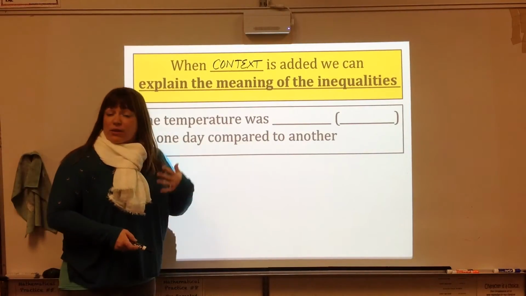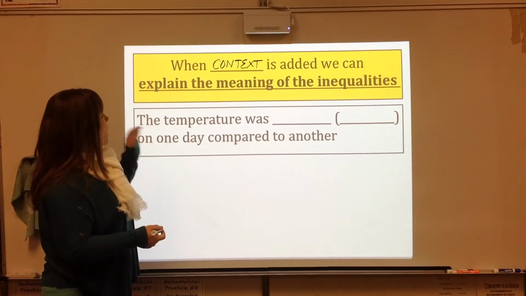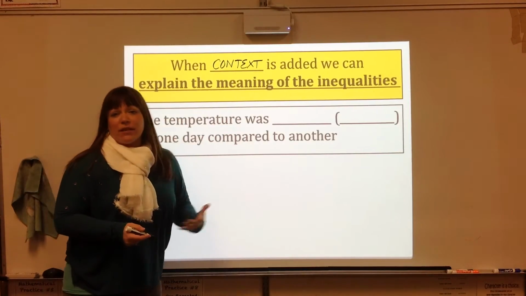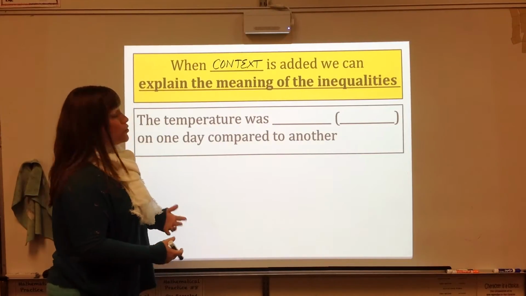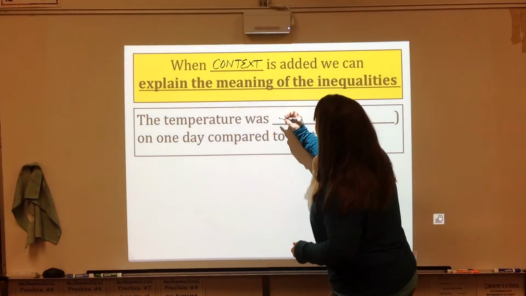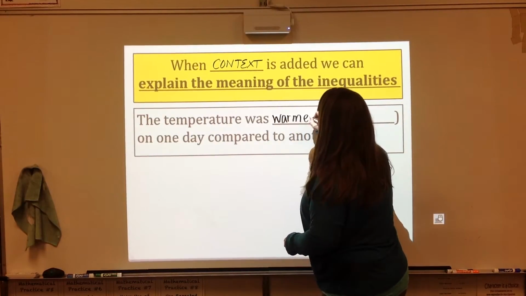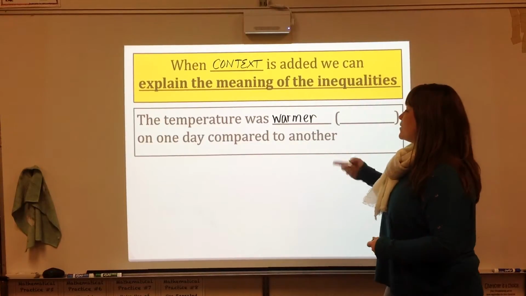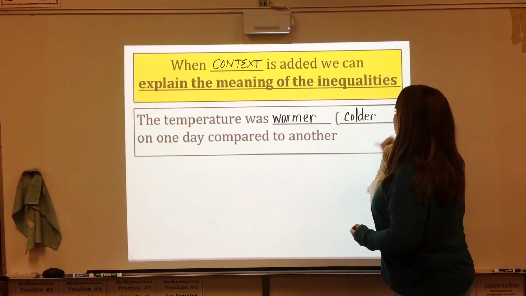So here are going to be 3 examples. Fill these in. These go right along with your notes. You can talk about the idea of temperature. And when you're comparing inequalities, you can use the words warmer or colder as words to describe and explain. The temperature was warmer one day compared to another, or you can say the opposite. The temperature was colder.